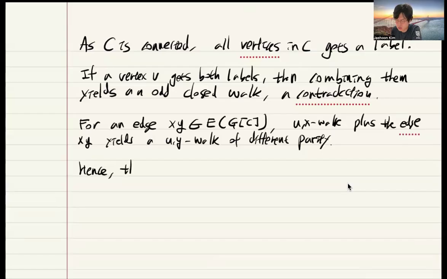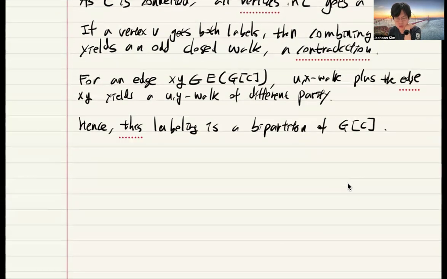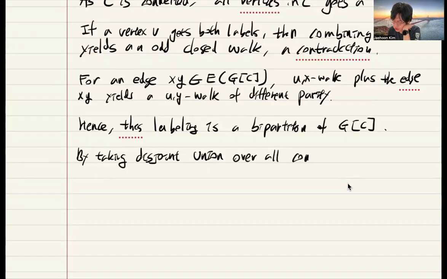Hence, this shows that every vertex gets uniquely labeled, and then every adjacent one gets a different label. So this labeling is a bipartition of G_C, G induced by C. By taking the disjoint union over all components, G is bipartite. So this proves the theorem.